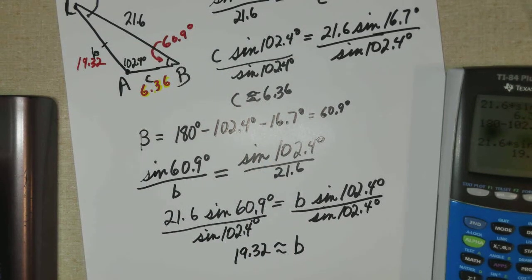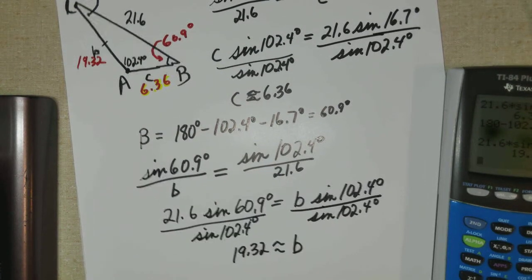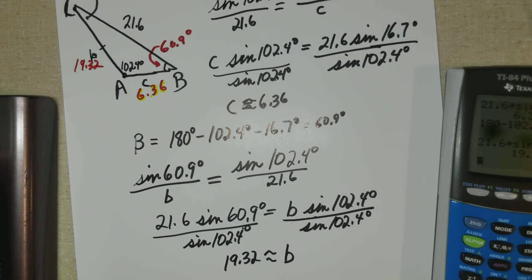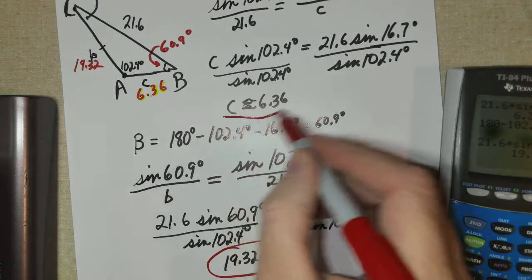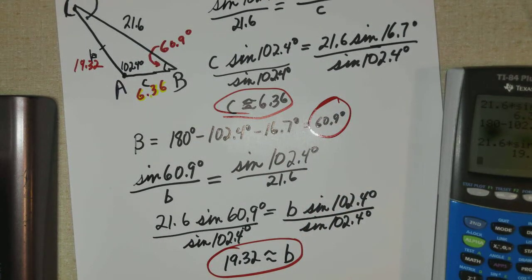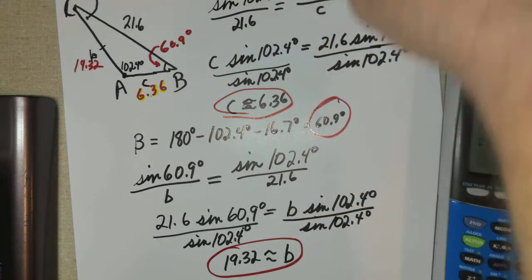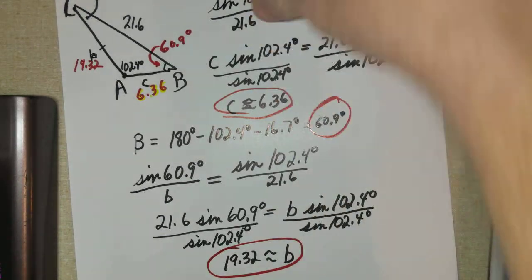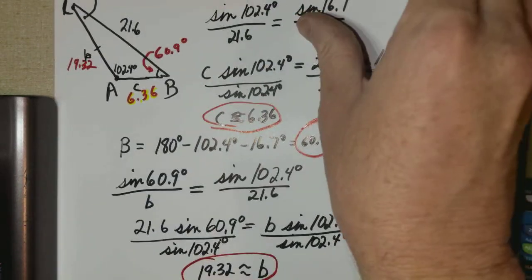Okay. And if we had units, we'd put them on there, but that wasn't given to us. So these are the 3 things that we found. We were given 3 pieces of information. There's 6: 3 angles and 3 sides. And we found the other 3 using law of sines and the fact that the 3 angles in a triangle add up to 180 degrees.